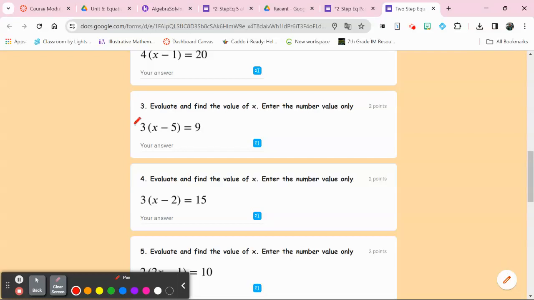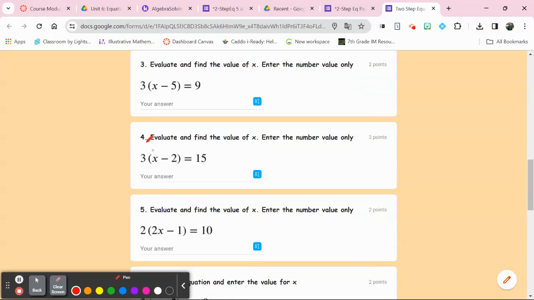And if you divide first, that's going to leave you with one group of x minus 5 equals 3. Then you're just going to add 5 to both sides. I think you can do that. Same thing goes down for this one.